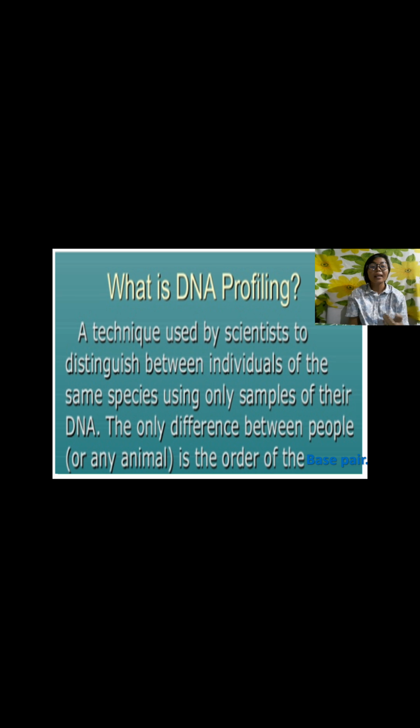What is DNA profiling? A technique used by scientists to distinguish between individuals of the same species using only samples of their DNA. The only difference between people or any animal is the order of the base pairs. DNA fingerprinting is another term for genetic fingerprinting. In other words, DNA profiling is the process of determining an individual's DNA characteristics, called a DNA profile. This is a test to identify and evaluate the genetic information called the DNA.